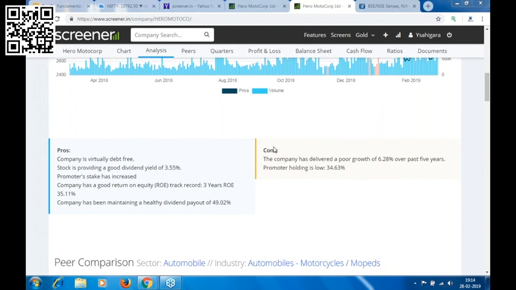And if you see the cons, as I told you, the promoter holding is low, and the company has delivered a poor growth of 6.28% over the past 5 years. These two are the cons. No problem. Let's go further.